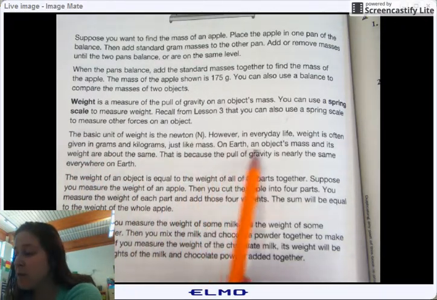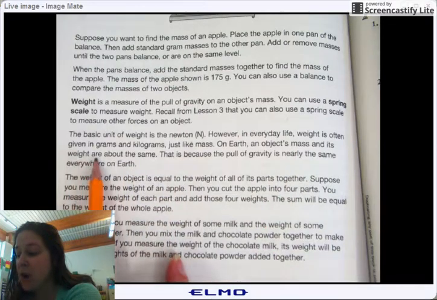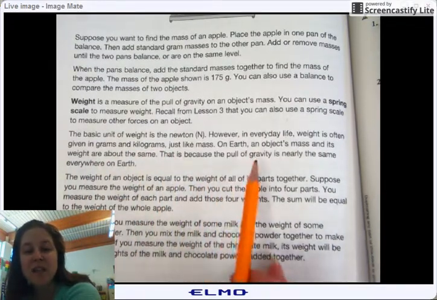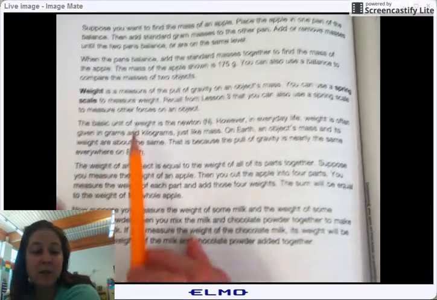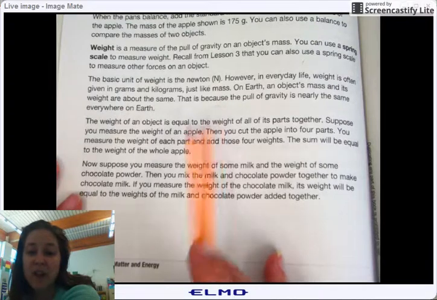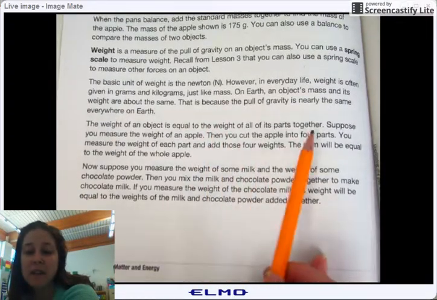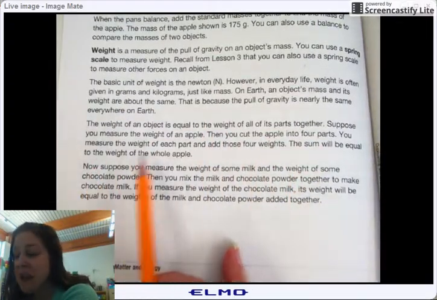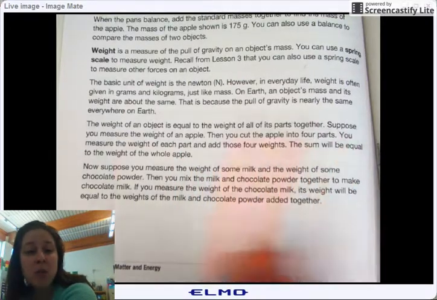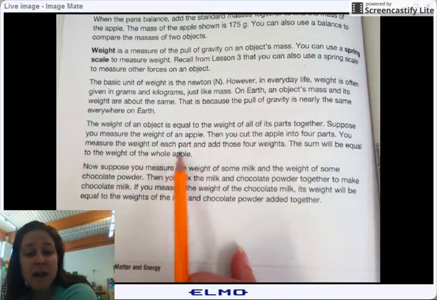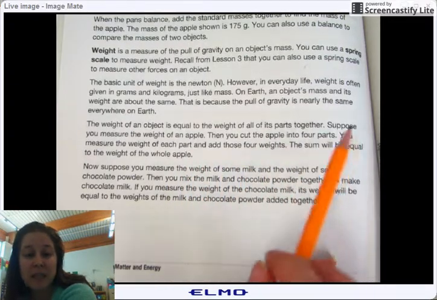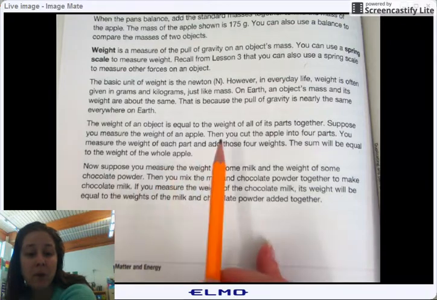On Earth, an object's mass and weight are about the same. This is because the pull of gravity is nearly the same everywhere on Earth. The weight of an object is equal to the weight of all of its parts together. Suppose you measure the weight of an apple. Then you cut the apple into 4 parts. You measure the weight of each part and add these 4 parts' weights. The sum will be equal to the weight of the whole apple.